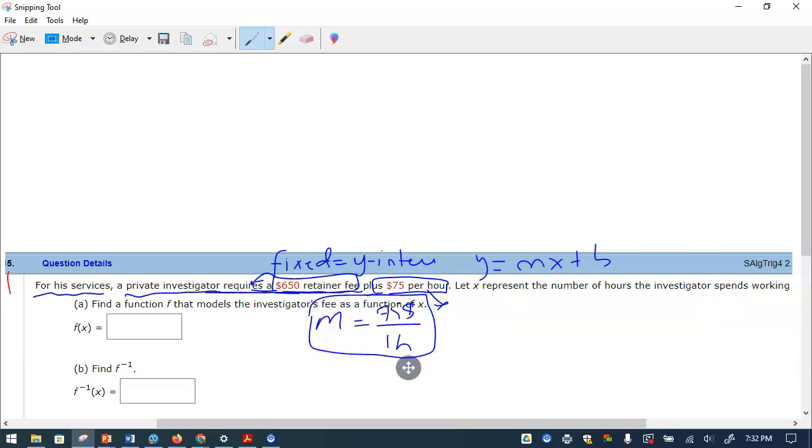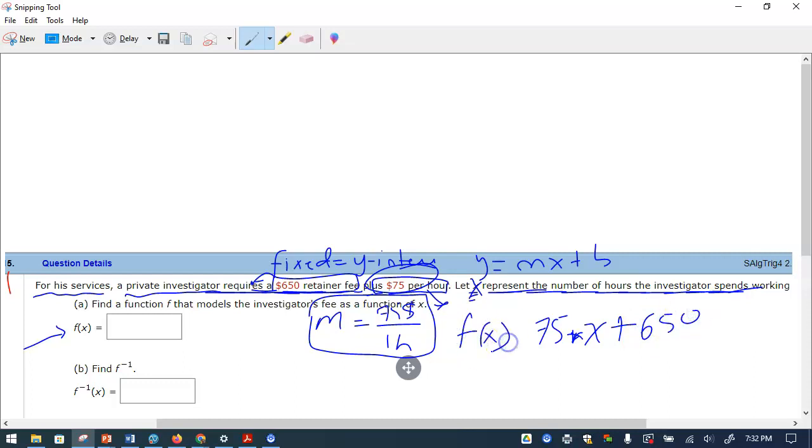So this becomes the function. The new function here is given to you. What does x represent? It represents the number of hours the investigator spends working. So if x is the number of hours spent, you multiply by 75, since every hour is 75. That's the slope, and the retainer fee is 650. So this is how I get the main function f of x. So f of x is 75x plus 650. So this is the original function.